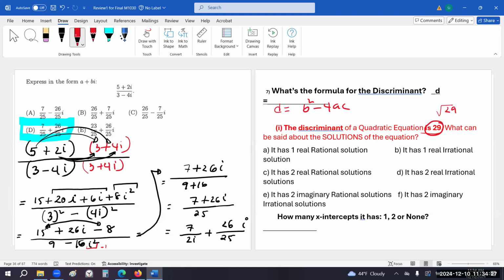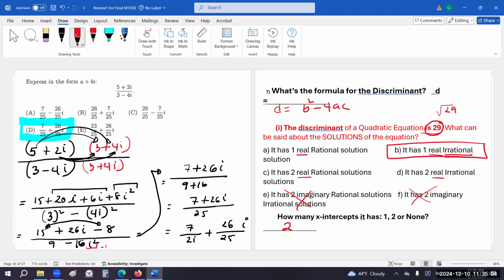First of all, it's real because 29 is a positive number. So we have real here, real here, real here, real. All of these are real, so we can disregard these two. And now of all these reals, we have irrational if we cannot simplify the radical. So it's irrational because we cannot simplify the square root of 29. As a result, we have 2 x-intercepts because these are real.